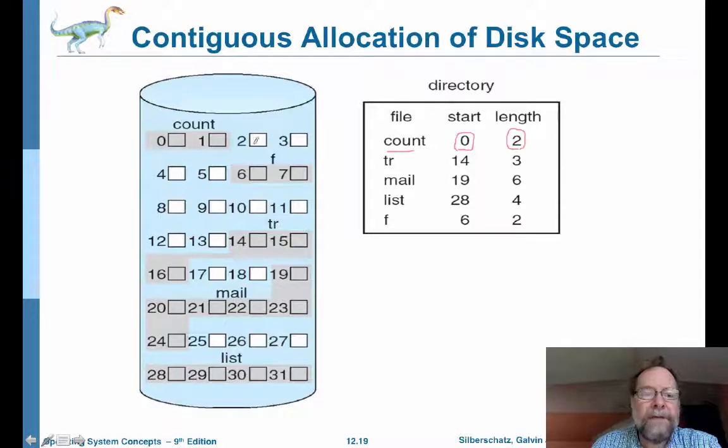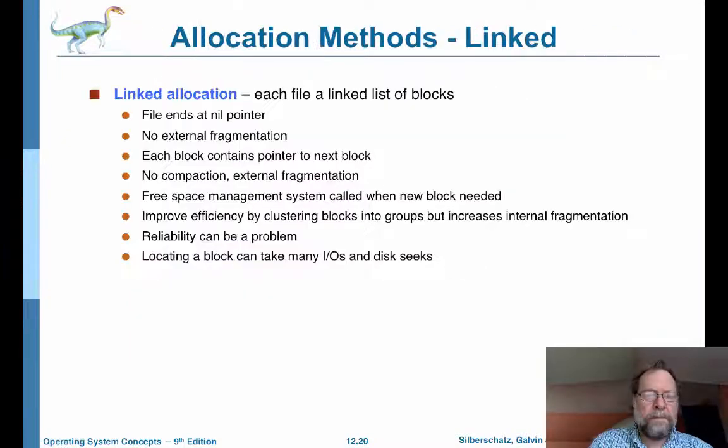So this file count starts at 0 and extends for just one more, a total of 2 blocks. So this is going to be where the blocks that contain the contents of count are stored. And if you look at this file called tr, it starts at block 14 and runs for a total of 3 blocks. So here's tr kind of down here, and so on. So the scheme is quite simple. You can see that you've got some unallocated sections of blocks here. That's all the white ones in the diagram, but quite simple.